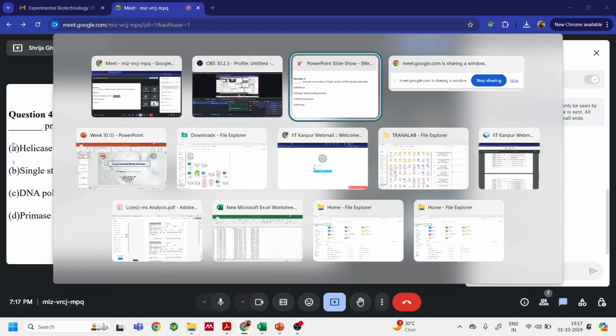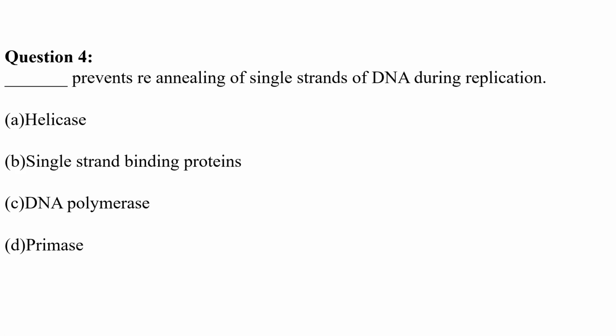Okay, so option B is the correct answer. Option A is helicase. So in DNA replication we have different steps.